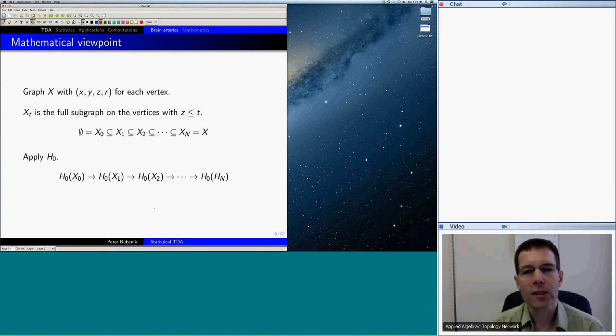So instead of one graph, we look at a sequence of graphs, and we obtain that by looking at sublevel sets of the graph. So I throw away 3 of our 4 coordinates, and we just use the height to filter our graph. And then we apply homology, and the only interesting homology is in degree 0, so we get this sequence of vector spaces and linear maps.